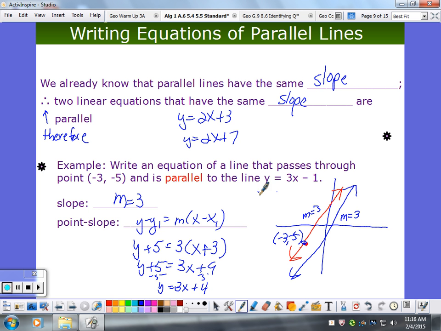Now let's just compare here. Are these parallel lines? Yes. Is this point on this new line? Let's plug in the negative 3. What's 3 times negative 3? What's negative 9 plus 4? Good. I think we found the equation of my red line.